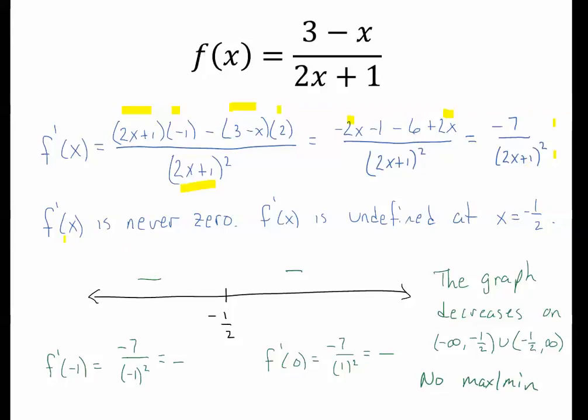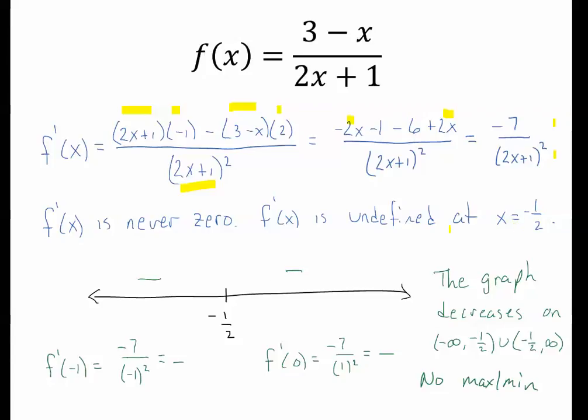The first thing I notice, the f prime of x is never 0. If we set this equal to 0, we're going to multiply both sides by the denominator. -7 is never 0. The numerator is never 0. So the derivative is never 0. The first derivative is undefined at the same value we had to exclude from the domain. Now, the first derivative undefined, we're thinking critical number. However, because it is the same value we had to exclude from the domain, this is not a critical number because this is not a part of the domain of the original function.